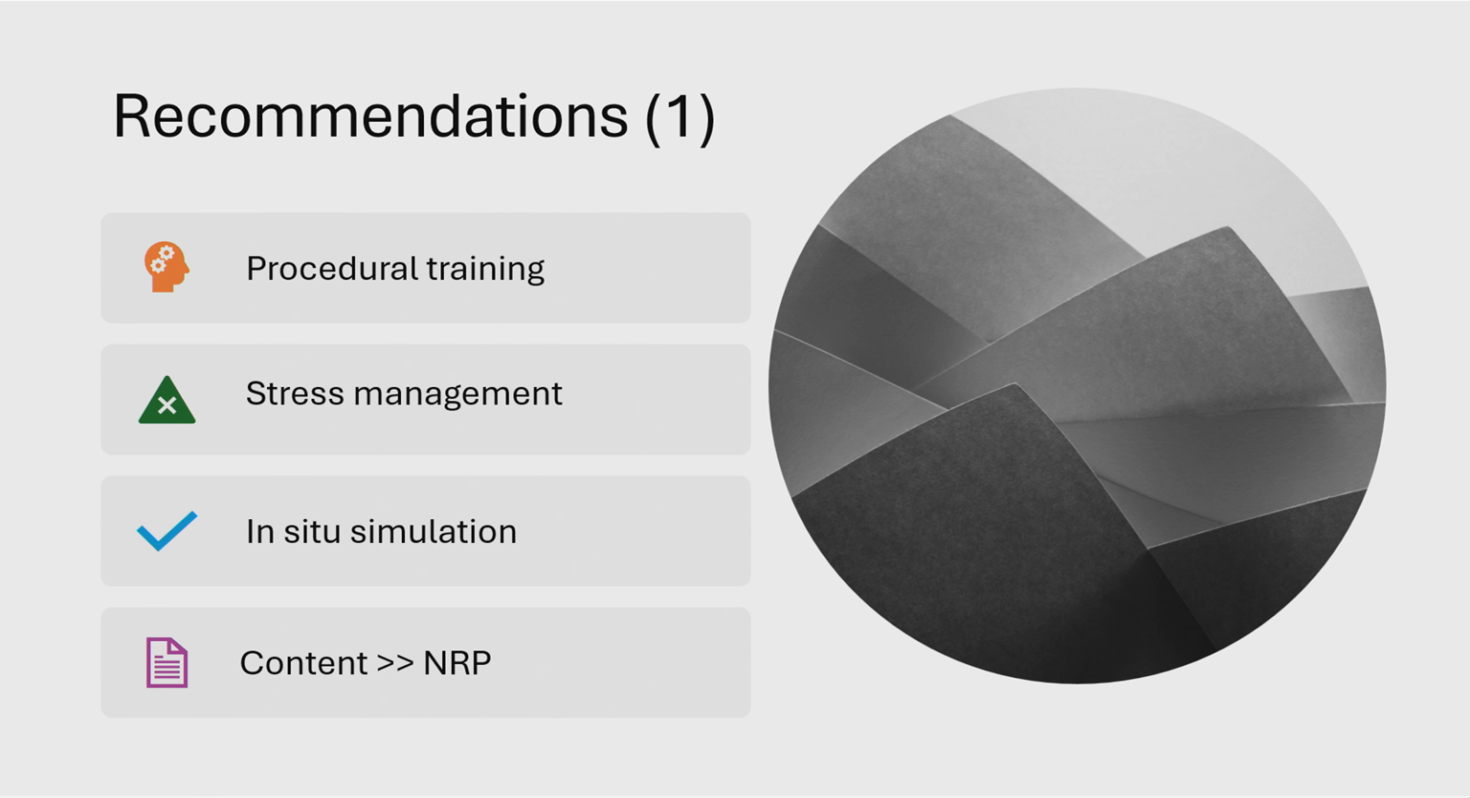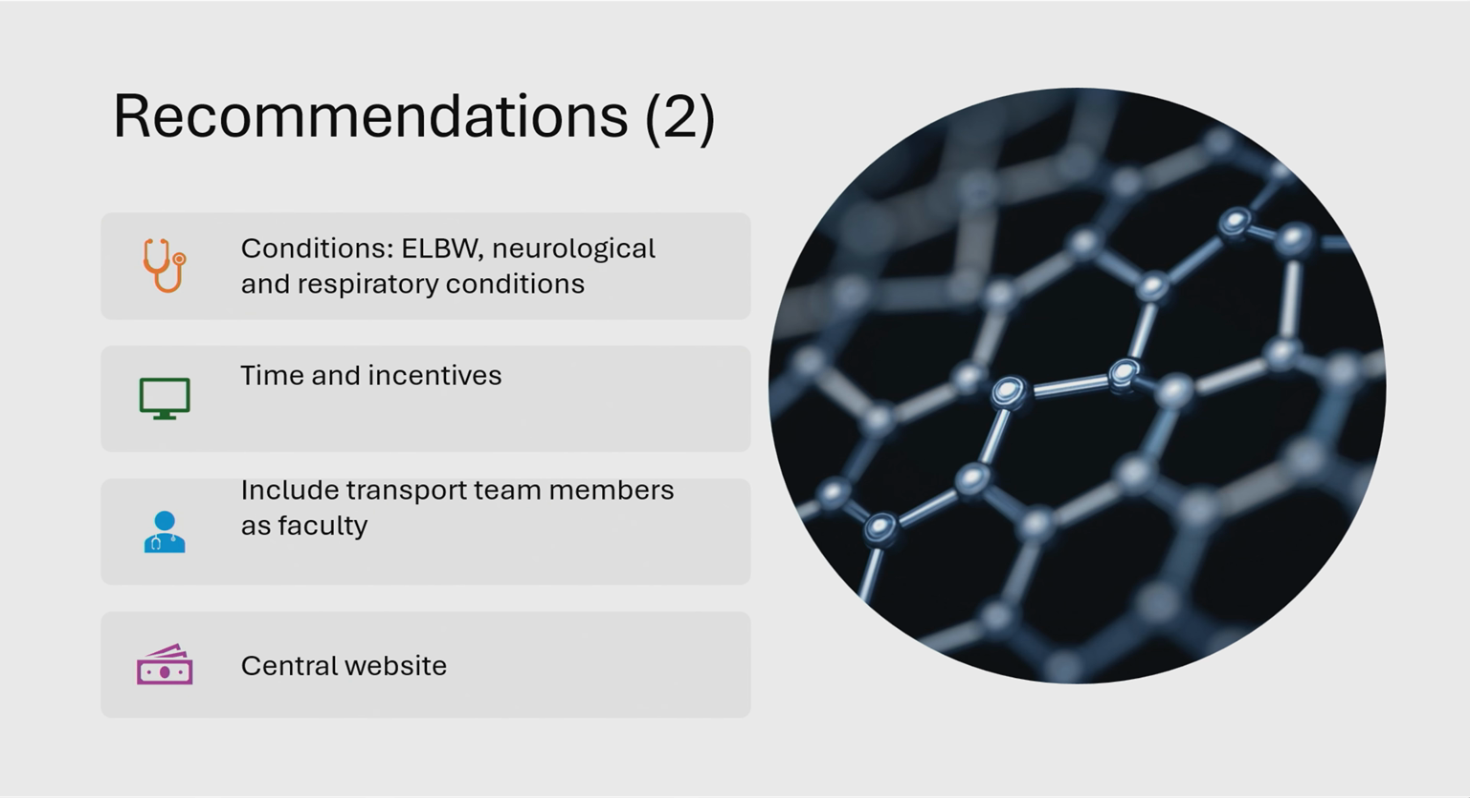They want more than just NRP. They want things such as the tiny pram, neurological and respiratory conditions, shock. They want something a bit different, because NRP is what they do over and over again. Time and incentives for the participants are really important, including for transport team members as faculty. They also want a central website to find our protocols and what it is that we do.